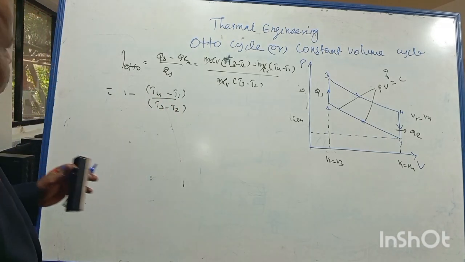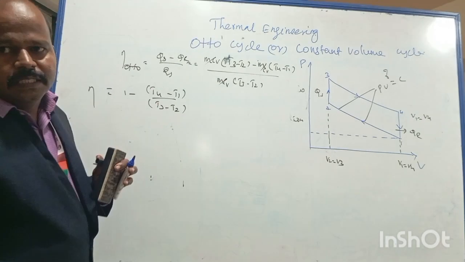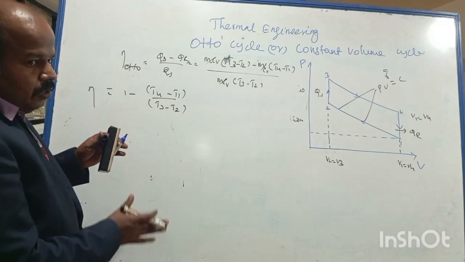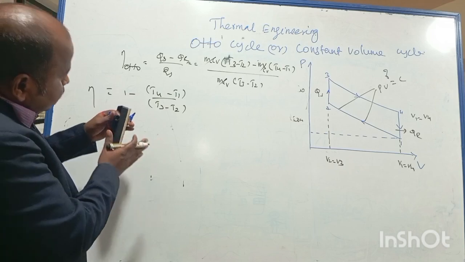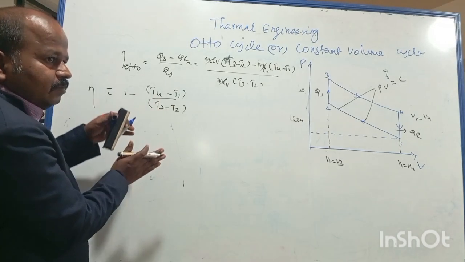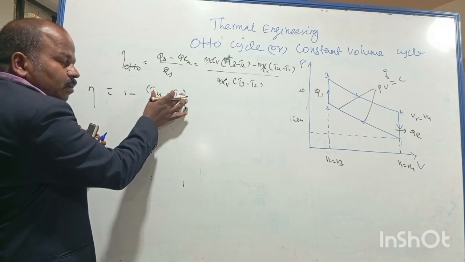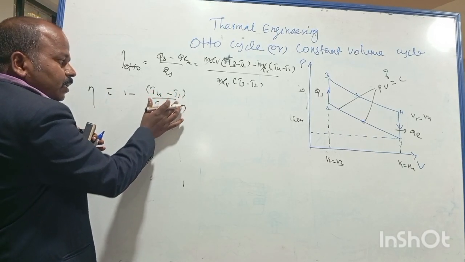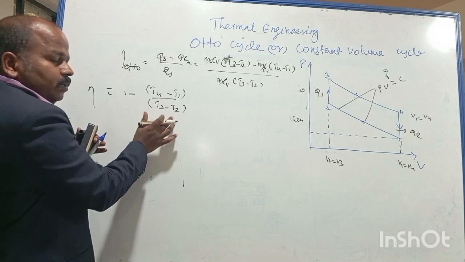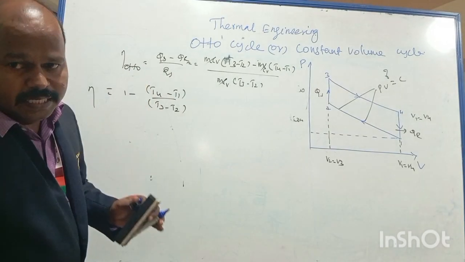Now look at these terms, T4 minus T1 and T3 minus T2. I am going to change either T4 by T1 or T3 by T2 in terms of one of them. For example, if I keep T4 minus T1 constant, I am going to change T3 minus T2 in terms of T4 minus T1.